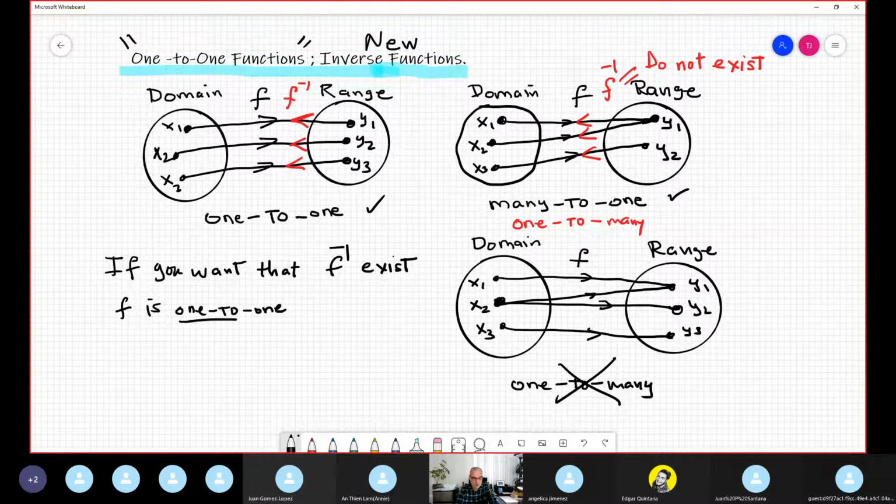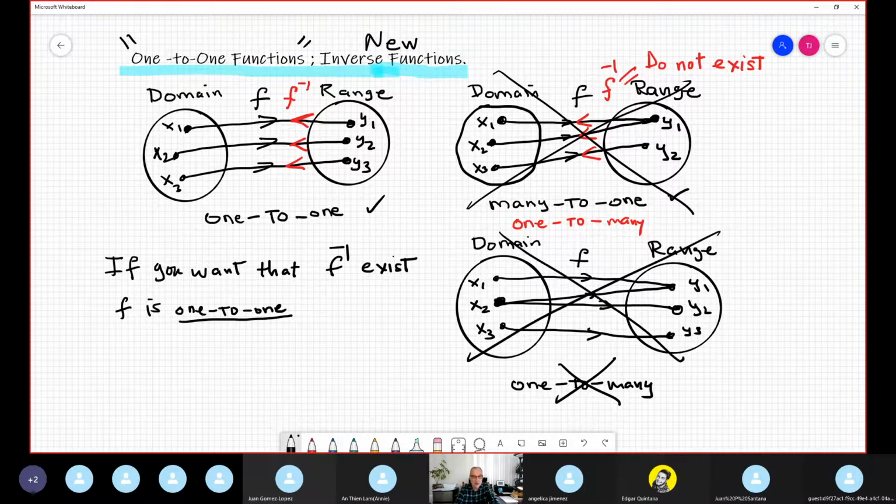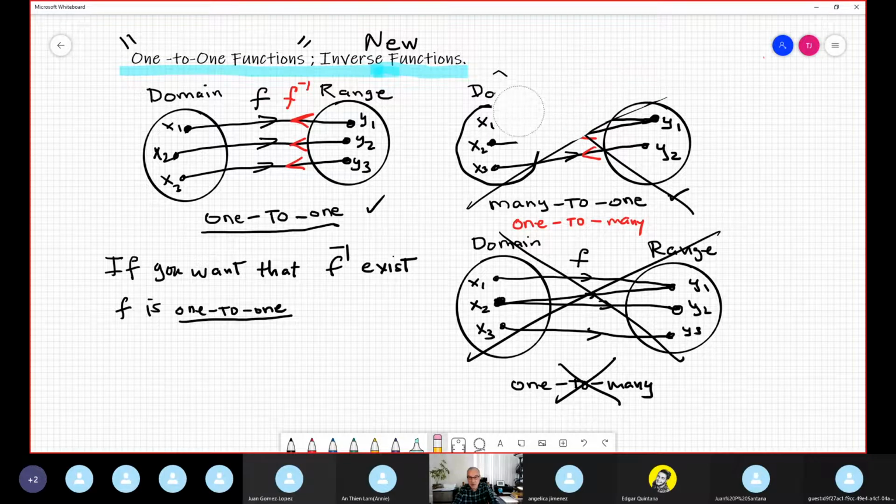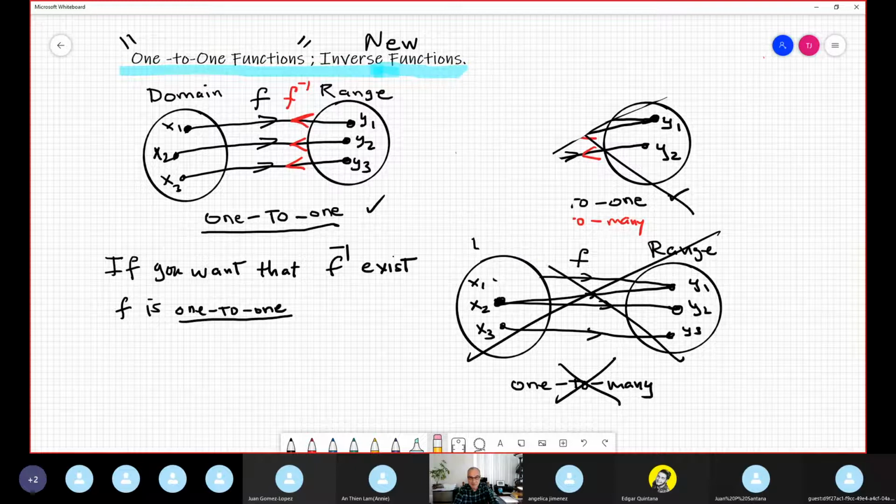So it's not one-to-one. You see in this example, no inverse. And here is no function, no? So the only possibility to be invertible is a one-to-one function. In other words, the inverse function exists.